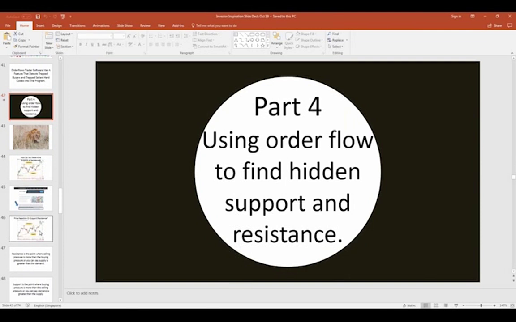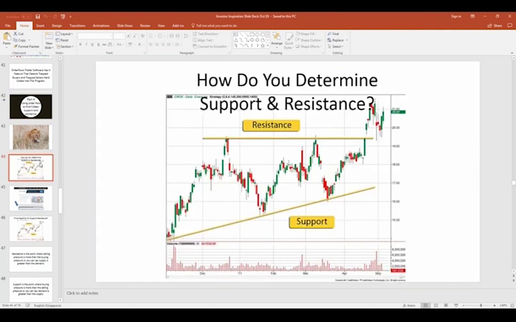Now this last part is part 4, and it's about using order flow to find hidden support and resistance. This is actually an important topic because, for one, I think people don't understand support and resistance.